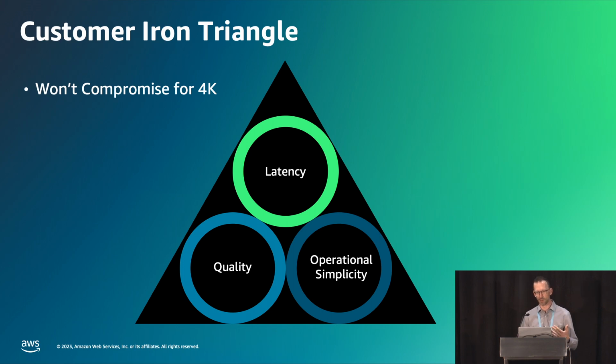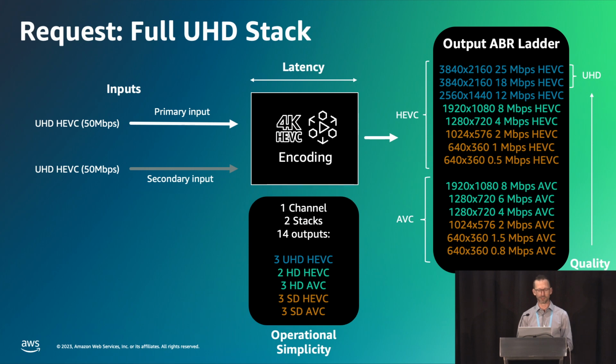When customers are wanting us to process 4K, these are their non-negotiables, their iron triangle, which is latency. They want it to be as close to the live edge as possible. Quality: they're sending us a 4K signal, and they don't want to compromise that. They want the end user to see this crystal clear 4K signal. And they want operational simplicity. They don't want this to be a huge burden to manage, especially what we're going to see in the next slide, when they have a really giant full UHD stack.